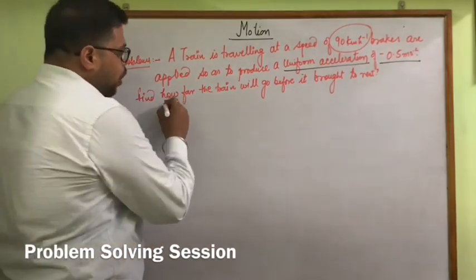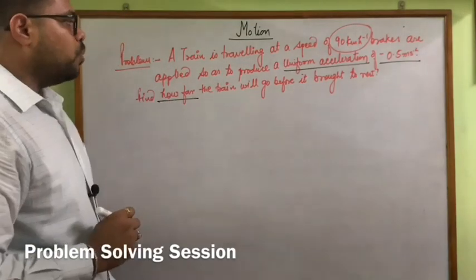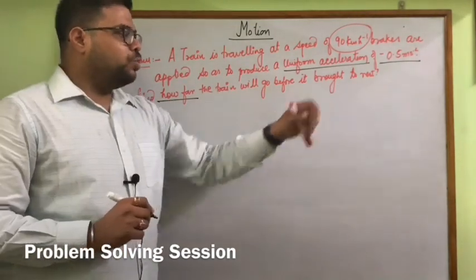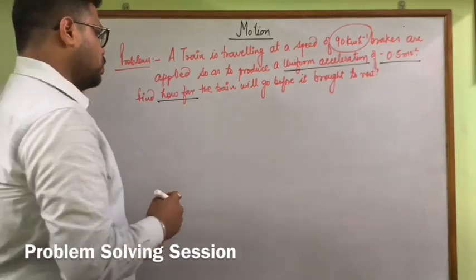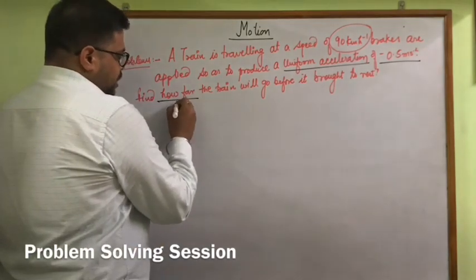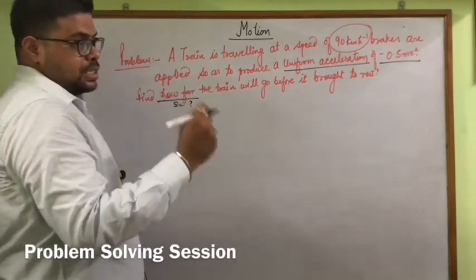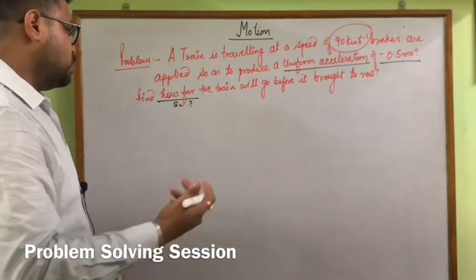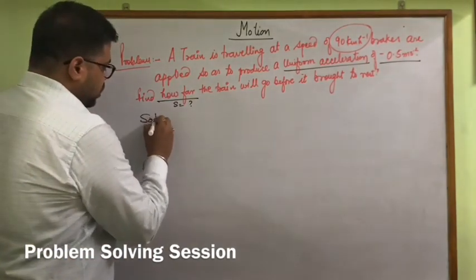Find out how far the train will go before it is brought to rest. So here we have to find the distance traveled after the brakes are applied. So again we have to write the solution.